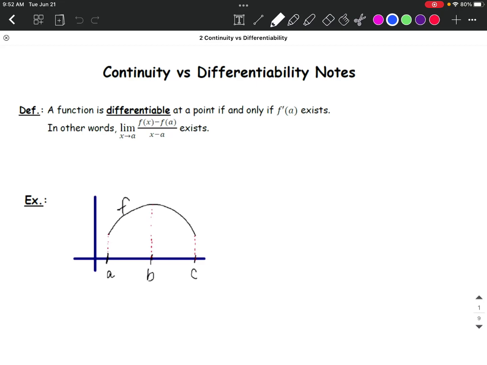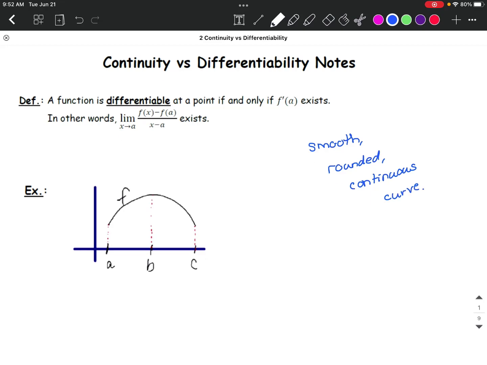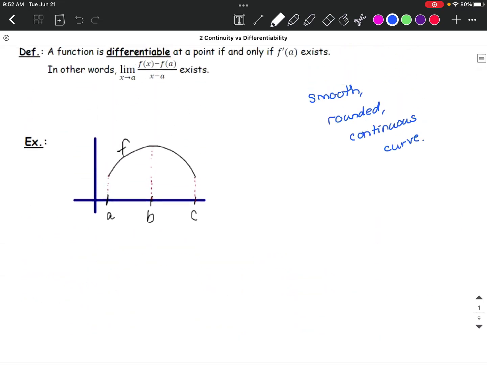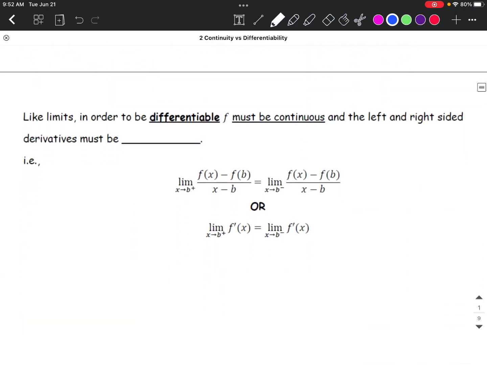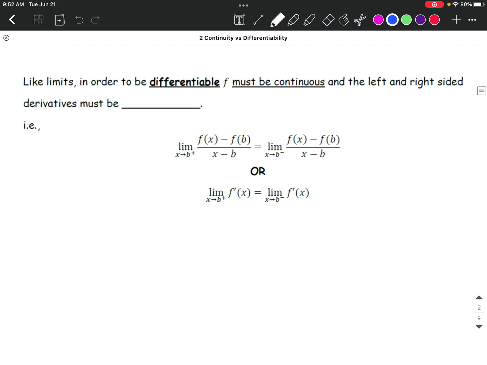Okay? When you look at them, if the curve is smooth, rounded, and a continuous curve, those are our favorite. They are differentiable, okay? So the key to remember here, like limits, in order to be differentiable, f must be continuous and the left and right-sided derivatives must be equal.